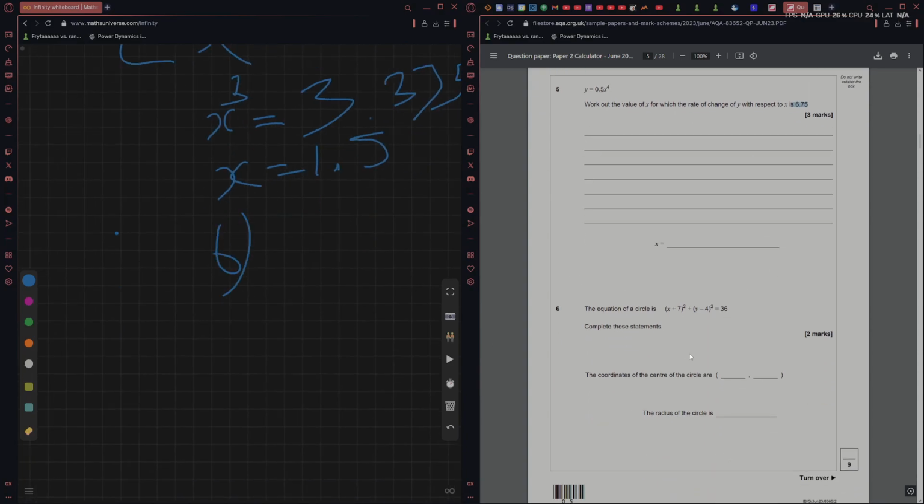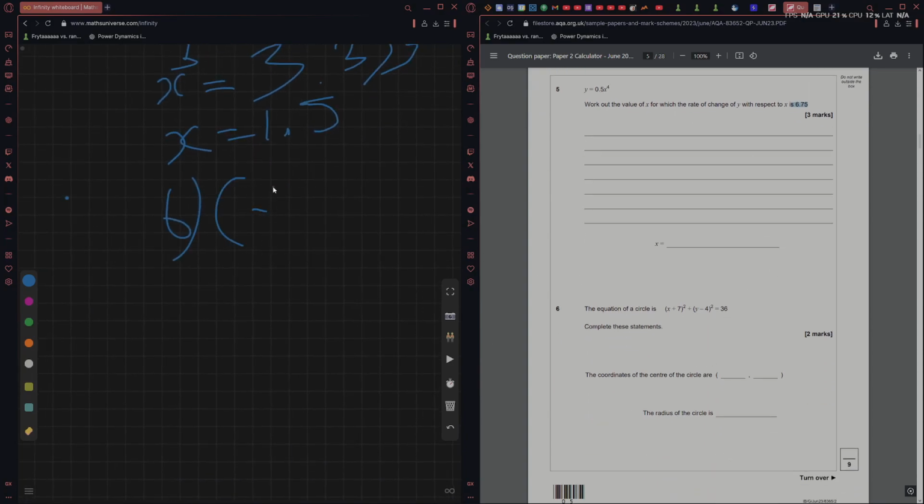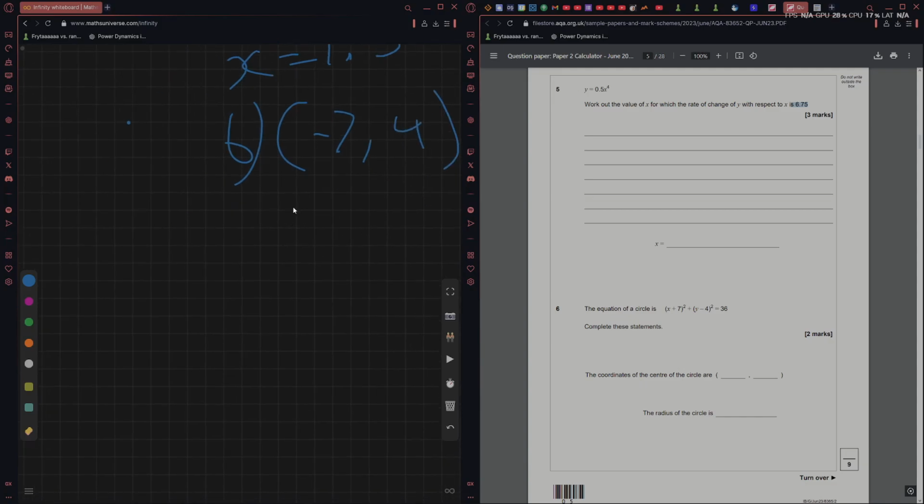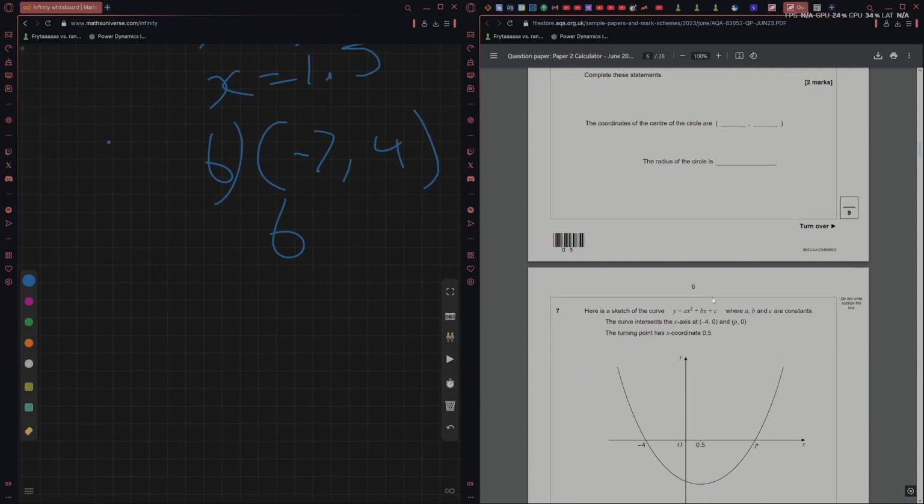This looks pretty easy. We know the coordinates of the centre will be -7, 4, and we know that the radius is 6. That's pretty easy.